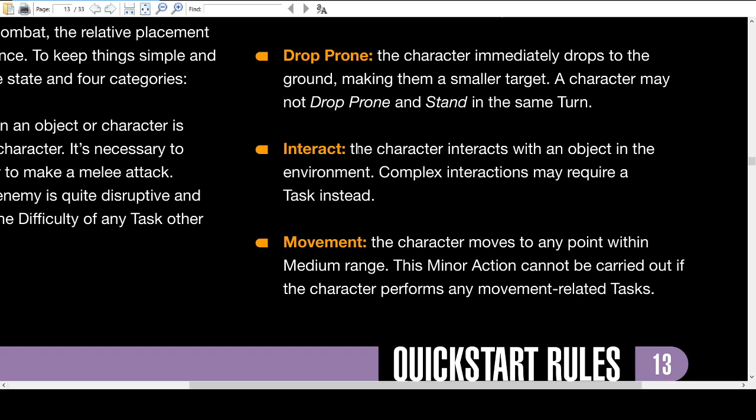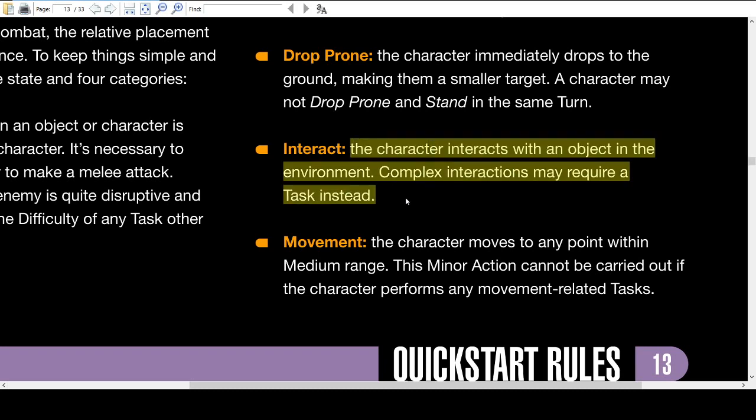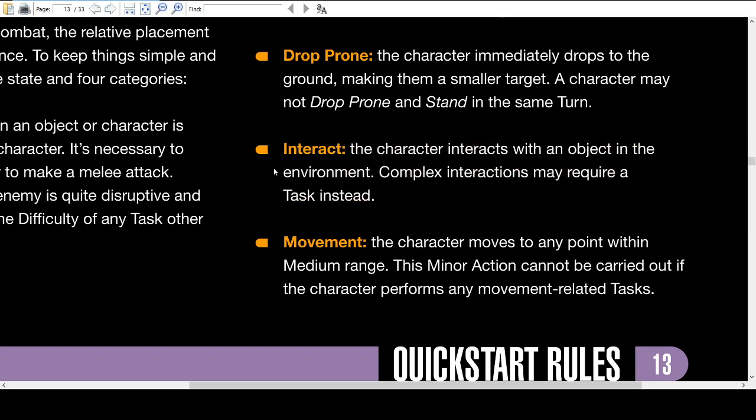So that's what I was talking about, are there any crossovers between minor actions and tasks? And yes, I guess the general rule of thumb is that if it's a simple interaction, then it will be a minor action. But if it's a complex interaction, then it may not be a minor action, but it will be a task instead. So the players would still have to spend their task for the turn, and then still have their minor action to do something else.